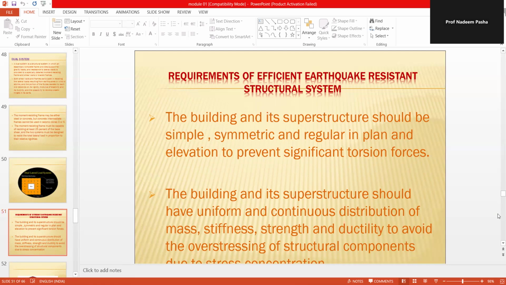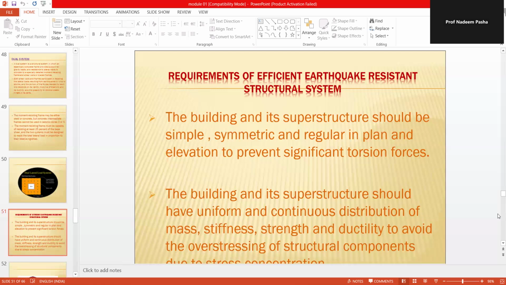Before going to that, we need to understand what exactly we mean by an efficient earthquake resistant structural system. An earthquake resistant structural system means one which is able to withstand the maximum amount of lateral loads during an earthquake. As we have seen, 25% of earthquake load can be minimized by the construction of moment resisting frame, shear wall or bearing wall, or dual system. Similarly, what best can we do to minimize the effect of earthquake? The building and its superstructure should be simple, symmetric, and regular in plan and elevation to prevent significant torsional forces. See here, the first important thing we need to keep in mind is how your building should be. The building and its superstructure should be very much simple.